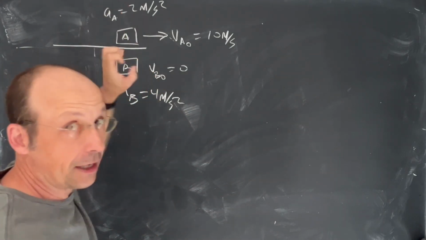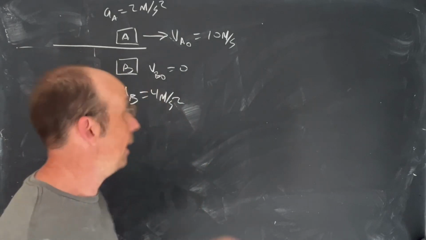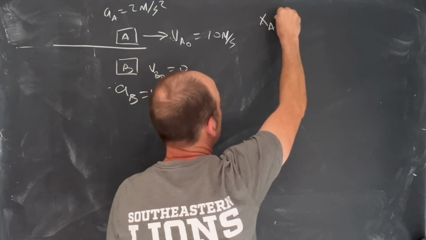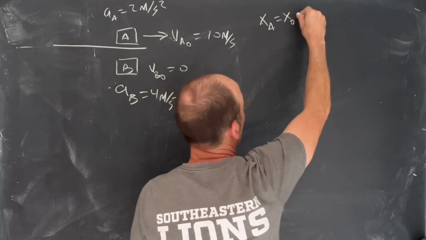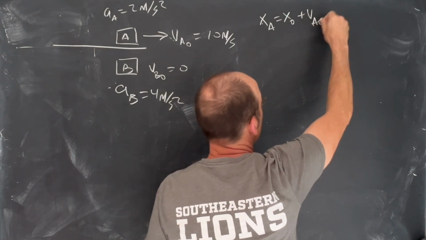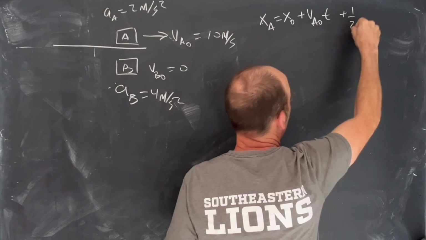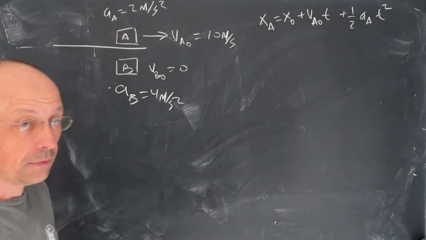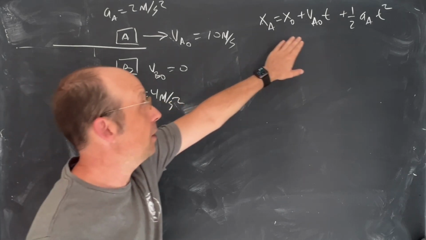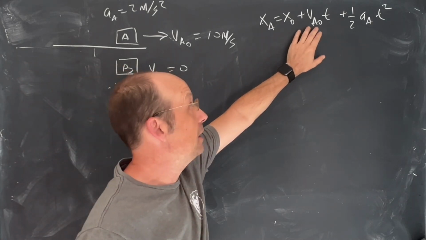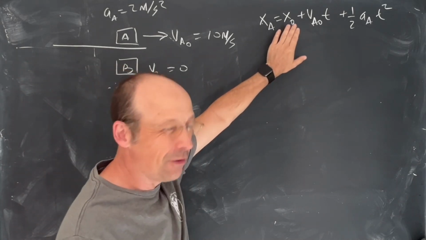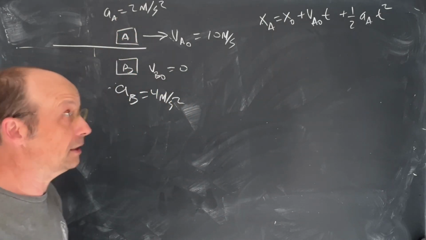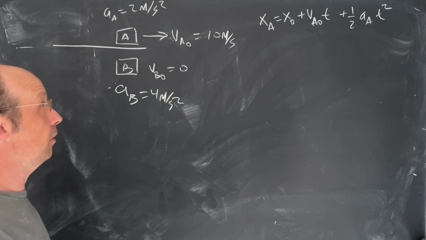So let me write down one of the kinematic equations for car A. I can write xA is equal to x0 plus vA0 t plus 1/2 aA t squared. That's my kinematic equation. Now, I put the velocity vA0 to be different. x0 is left as x0 because they're going to start at the same position, which I'm going to call x0. So they're both going to start at x equals 0.